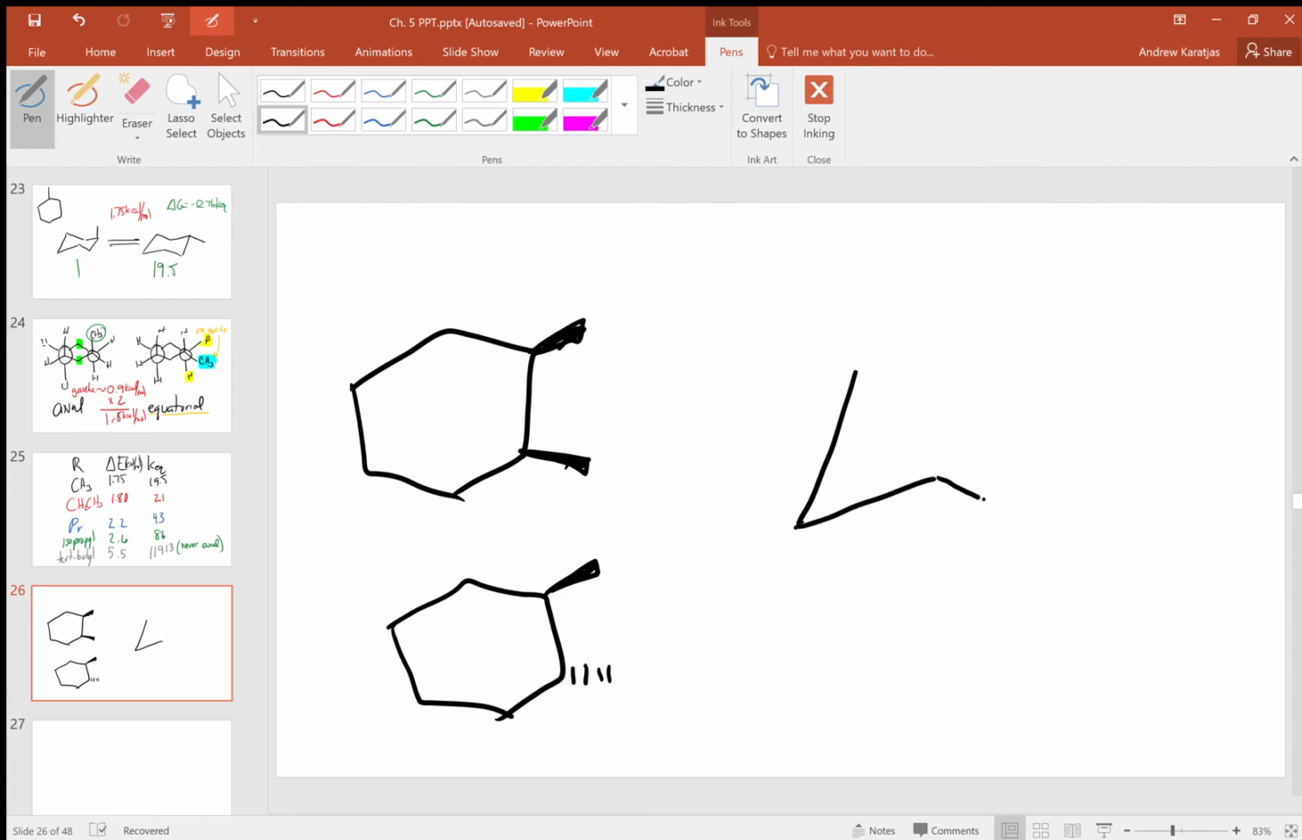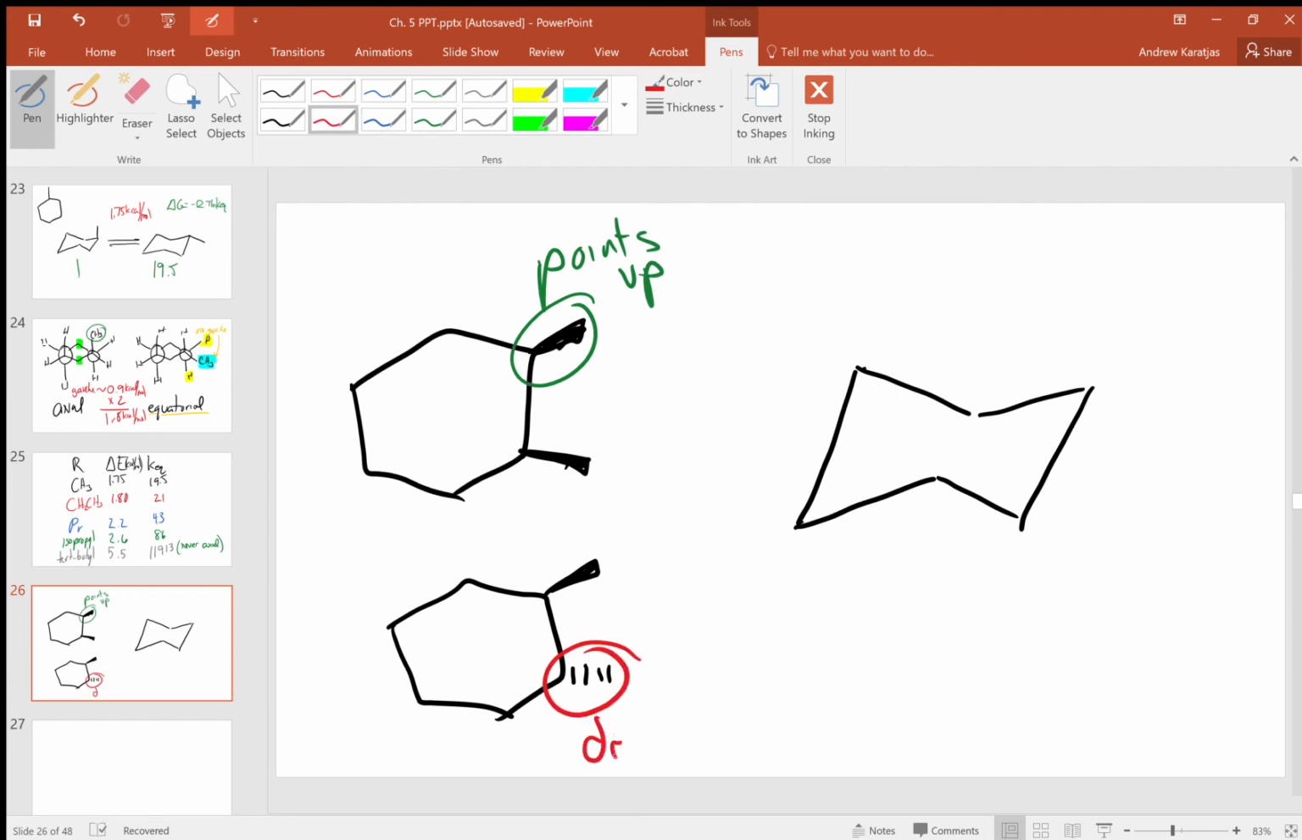So we're going to start using wedges and dashes a lot more often going forward to represent many of our drawings at this point. And the way we want to represent these, at least for cyclic molecules, is if we have a wedge, that means it points up. And a dashed line is going to mean it points down.